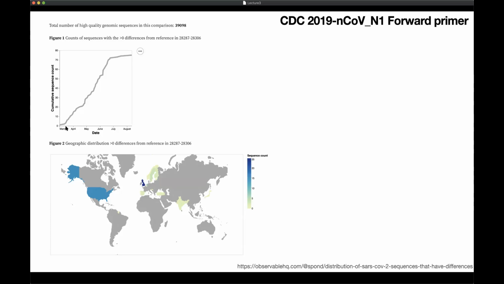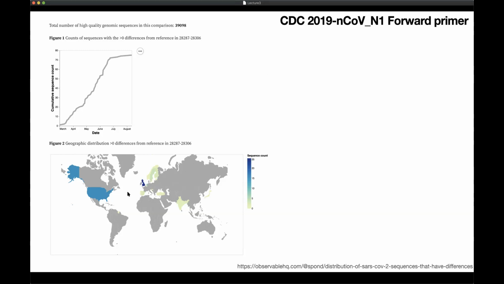And what this shows you here is a time series of how many sequences over time cumulatively have any mutations in this primer. And you can see that it's actually very, very few. So there's about 40,000 sequences total. And there's a slow and steady accumulation, but only about 75 sequences out of those have a mutation in that primer. So they could potentially not be efficiently detected by this test because the primer is now mismatched.